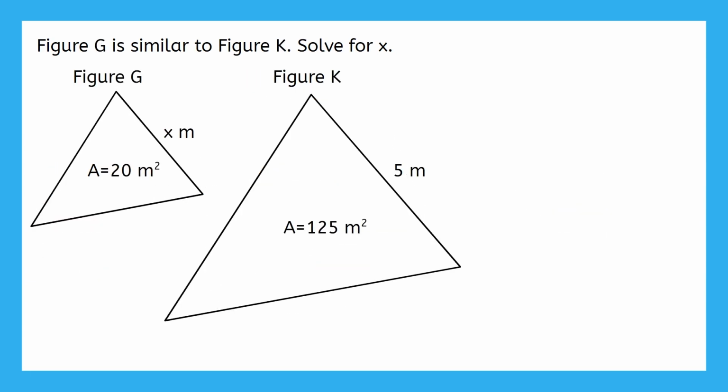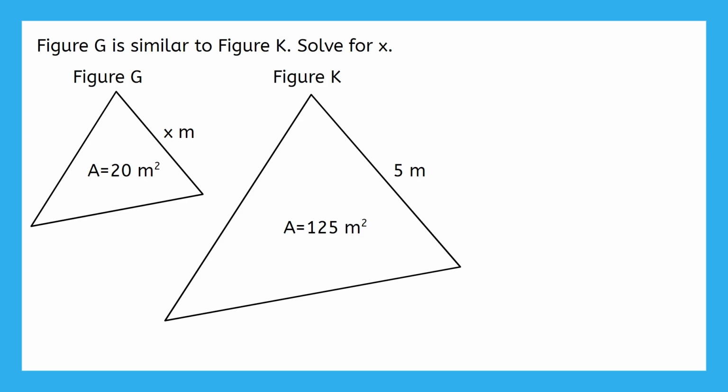Our next example problem looks pretty familiar. Figure G is similar to figure K, and we need to solve for x. The difference is that this time x is a side length, and we do have the area of both figures. Do you have any ideas about how we can start this problem?